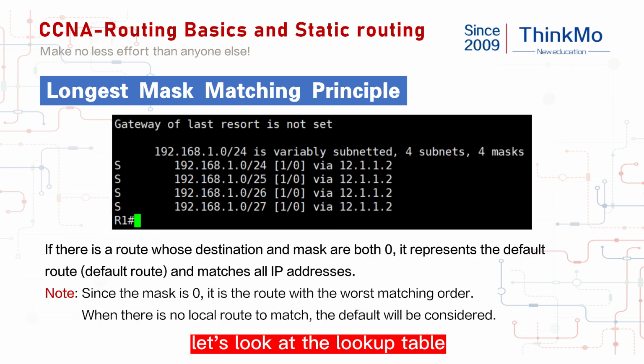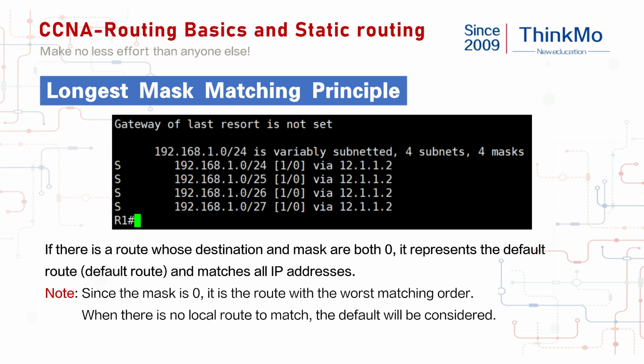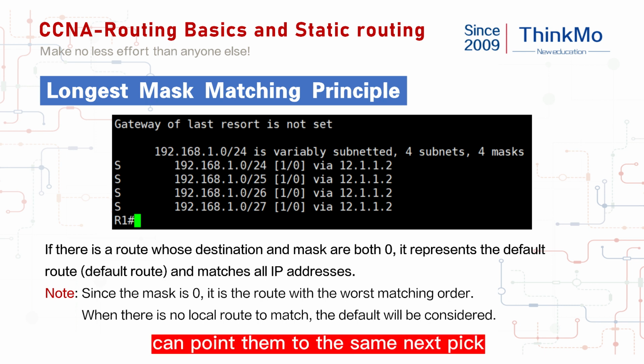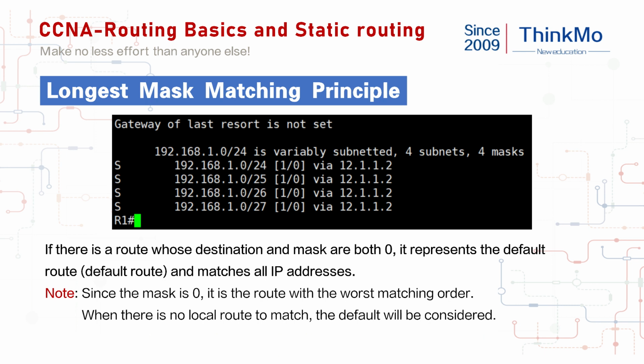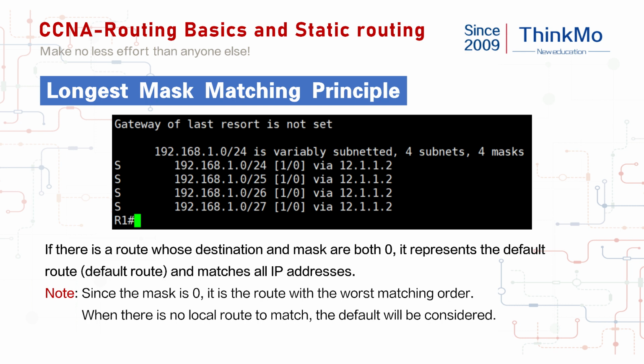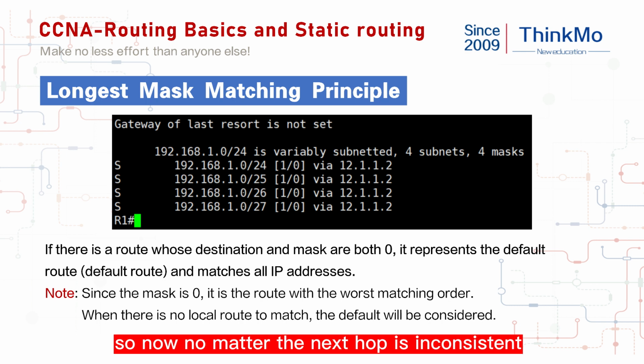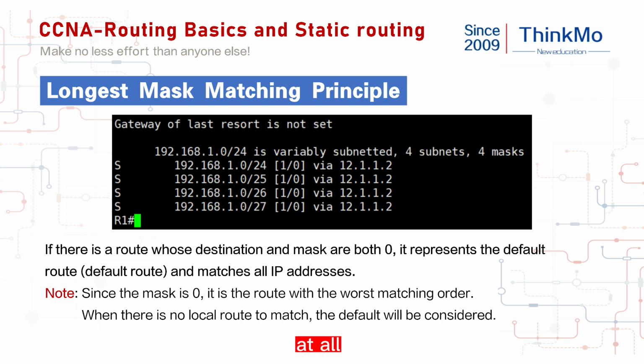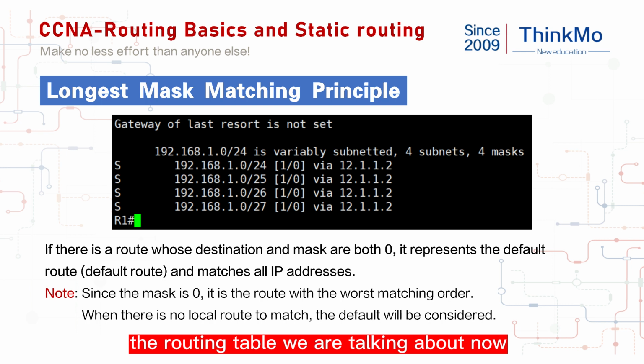Finally, let's look at the lookup table: longest mask match. For example, I can now write 4 static routes. The S stands for static. They can point to the same next hop. In theory, as long as the principle of addition is met, they can be added. It doesn't matter if the next hop is the same, as long as the mask is inconsistent, meaning different destination network, different network segment. So no matter whether the next hop is inconsistent, add them all to the routing table.